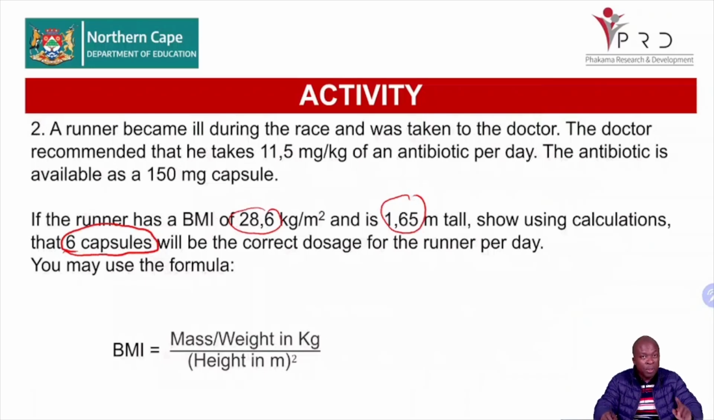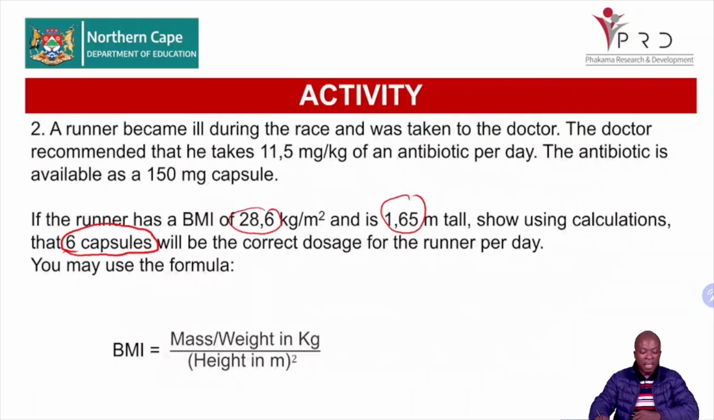How many capsules? 6. And they are saying we must show. Show means we are working to prove the same answer, meaning that the answer is correct. So ours is to show to prove. And then they said you may use the formula BMI, mass or weight in kilograms over height squared. Here you have 5 minutes. Let's work on it quickly, then we'll come back to discuss together.